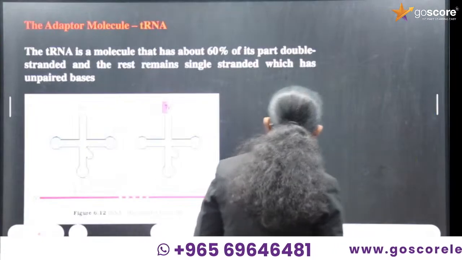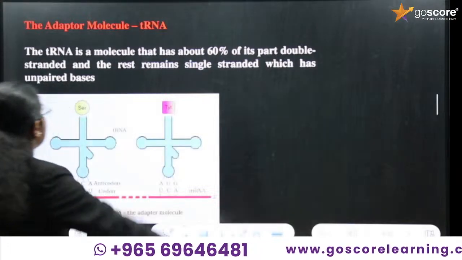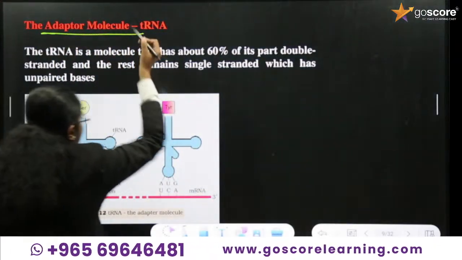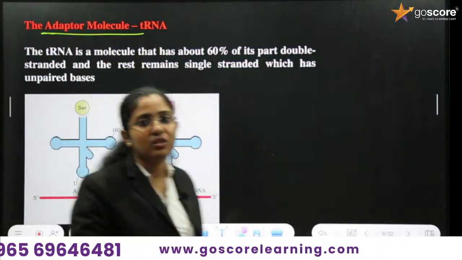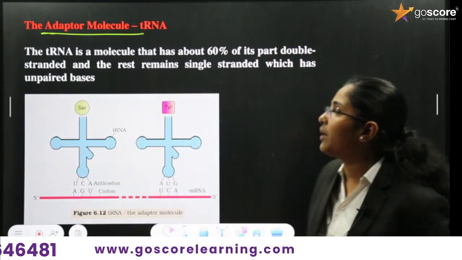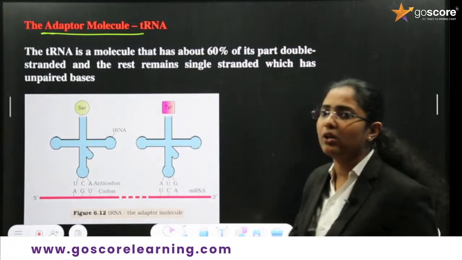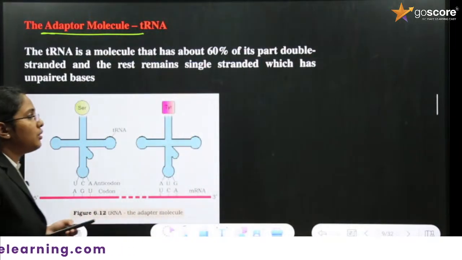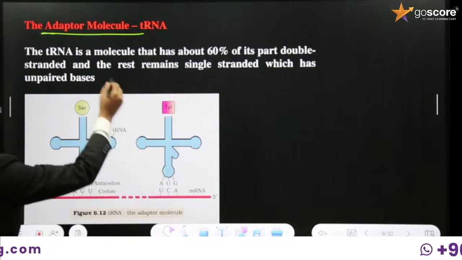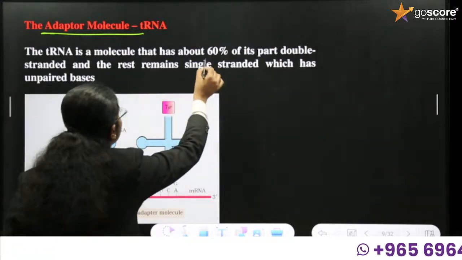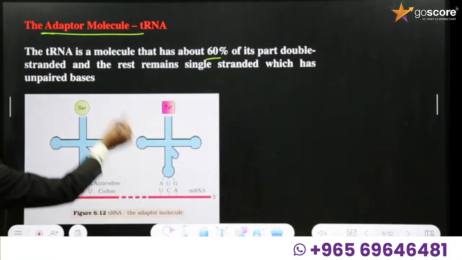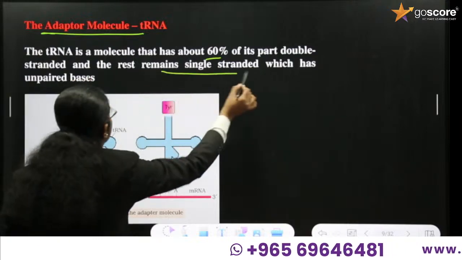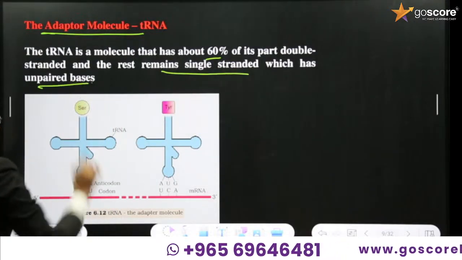We'll look into the structure of tRNA. See, this is also known as the adapter molecule. tRNA is also known as the adapter molecule. Why is it known as the adapter molecule? It takes amino acid from the amino acid pool and connects it to the mRNA. tRNA is a molecule that has about 60% of its parts double stranded and the rest remains single stranded, with unpaired bases.